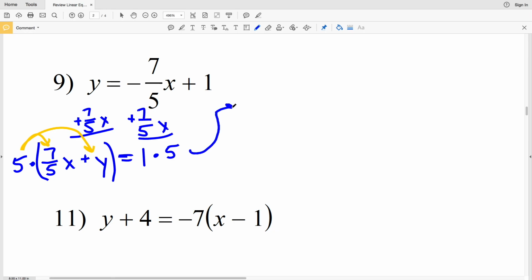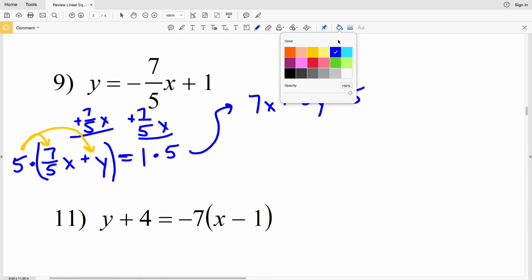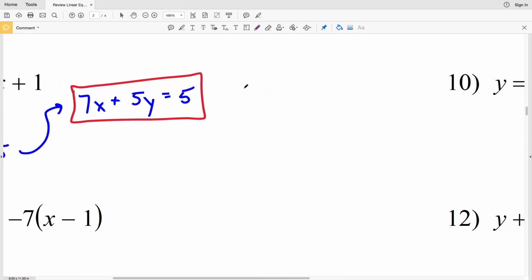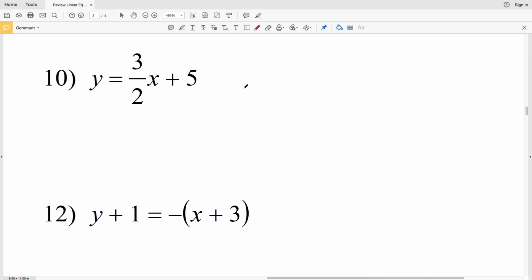So continuing my work, 5 times 7/5 x is going to be 7x plus 5 times y, which is 5y, and that's equal to 1 times 5, which is 5. So my solution, number 9, is 7x plus 5y equals 5. ax plus by equals c. And number 10, again, I'm going to start by moving my x. So I'm subtracting 3/2 x from both sides.